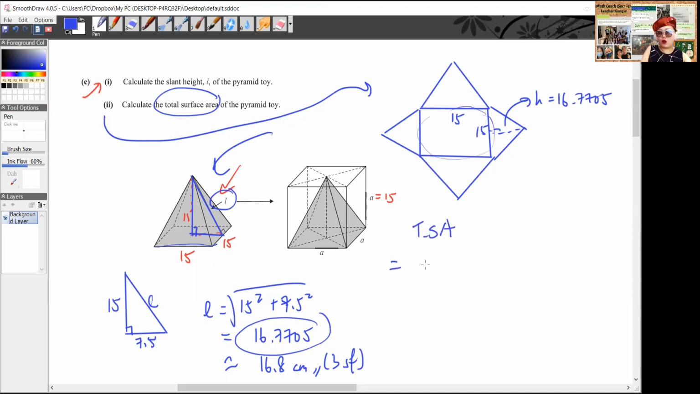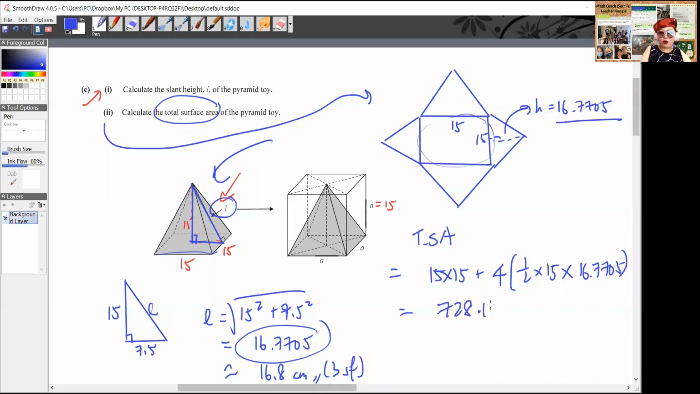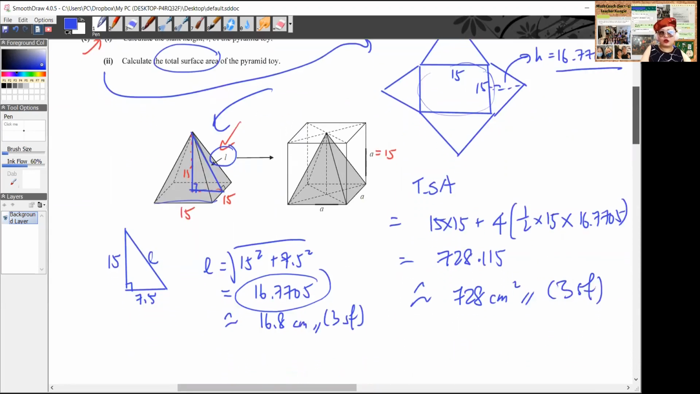You have the square, which is 15 times 15. You have 4 of the same triangle for this case. So it's 4 times half times 15 times height, which is 16.7705. Okay, and you press the calculator and you will get 728.115. So round off to 3SF, you get 728 cm squared. Done. So this is 3SF. So this is part C.